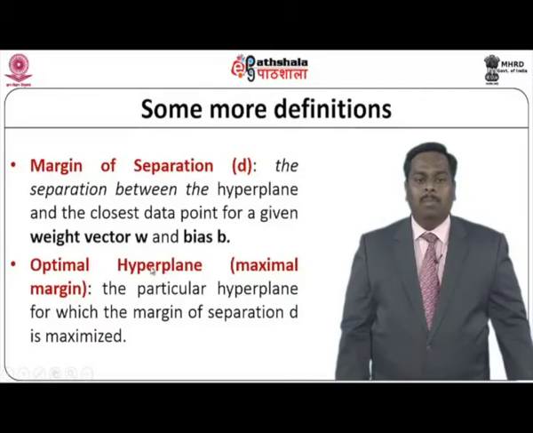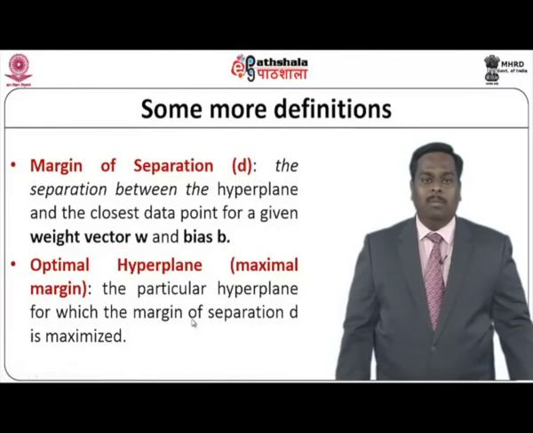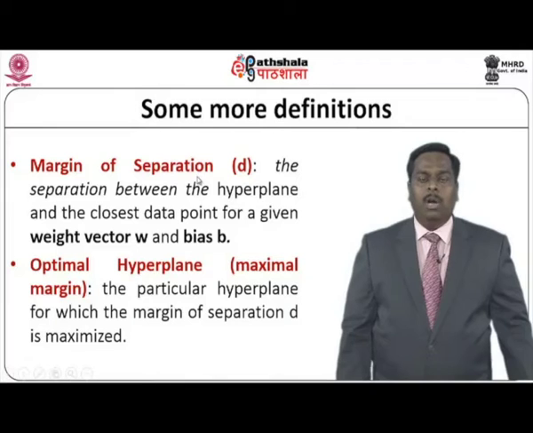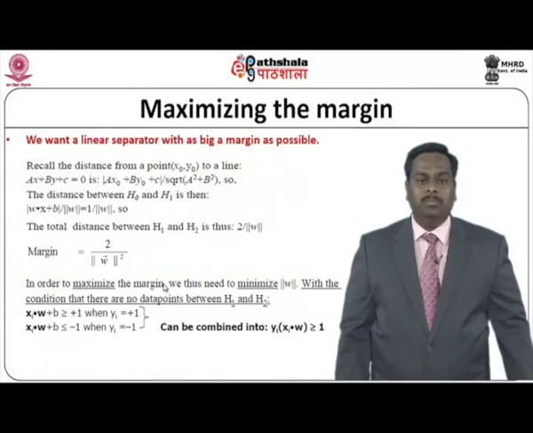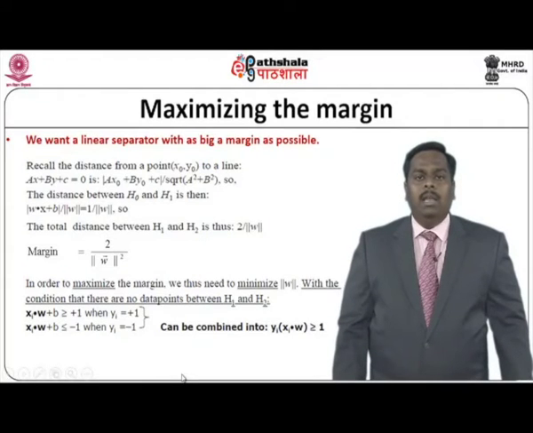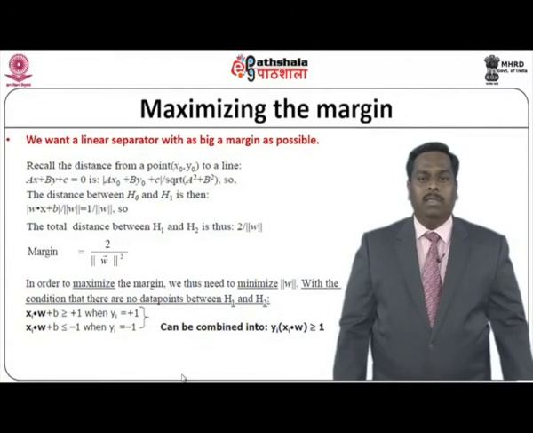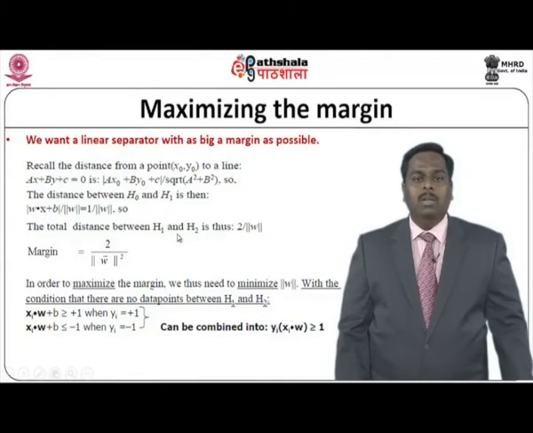An optimal hyperplane is the one with the maximal margin, where the distance between the closest point and the median is maximum. So, we need to understand what exactly the margin of separation is, and how the optimal hyperplane is defined based on the maximum margin. The idea here is to identify a hyperplane which can maximize the width, or the margin. So, how are we going to maximize the margin?